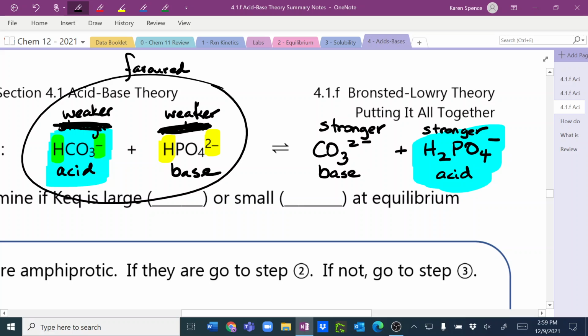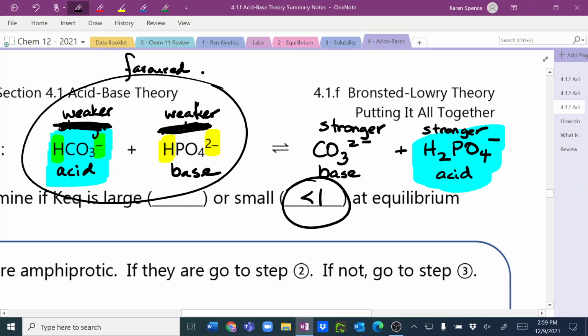And I'm really sad that I gave you 3 examples in a row where the reactants were favored. I have to change it up for next year so that you get one where the products are favored, but that was not well done on my part. Anyway, so KEQ is less than 1.